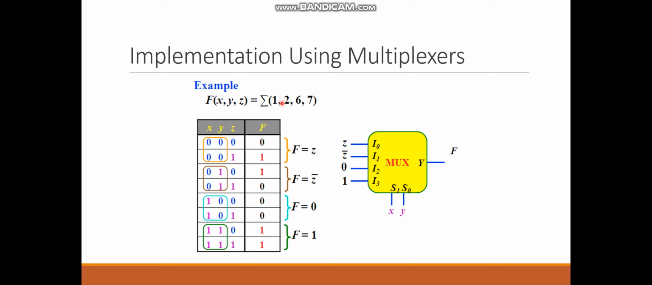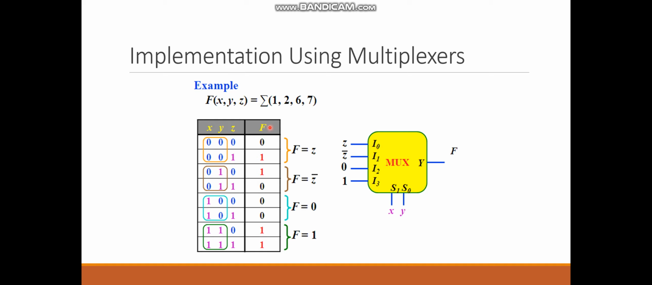And we can come to this summation. That means in which states we have 1 at the output: states 1, 2, 6, 7. This is state 0, state 1, state 2, 3, 4, 5, 6, 7. So in states 1 and 2, 6 and 7, we have 1 at the output.